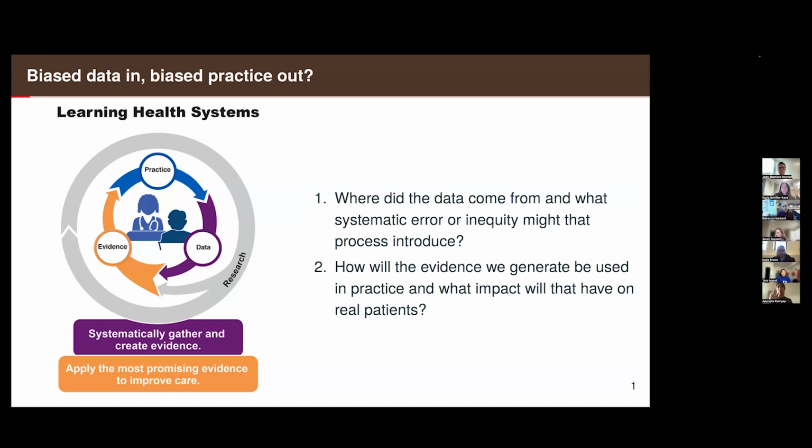So in this talk, what I'm going to try to emphasize is firstly that we can't just do research in a vacuum.